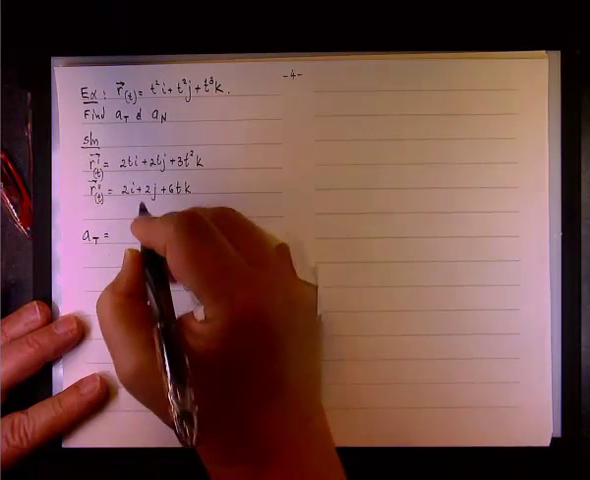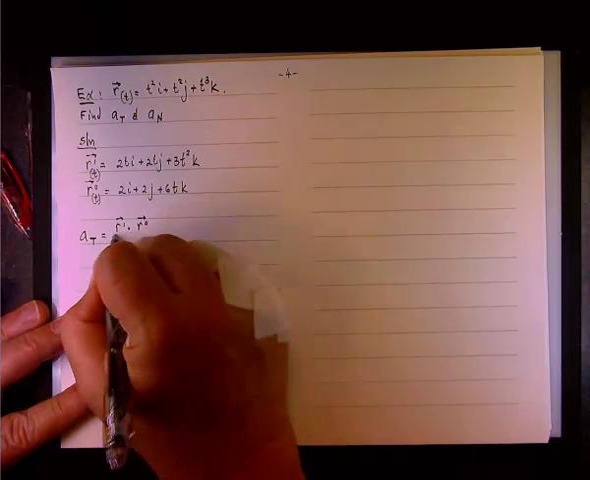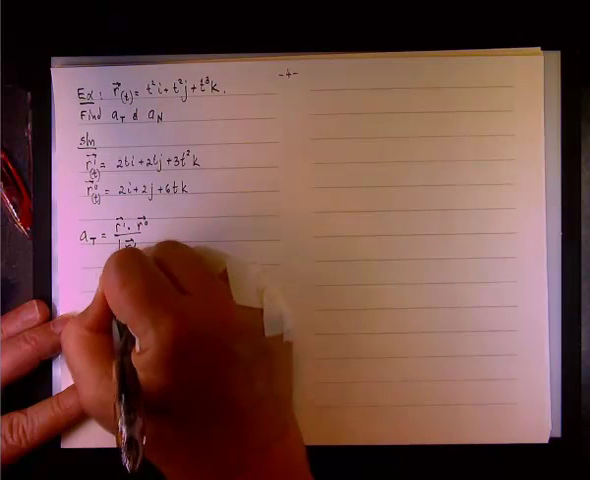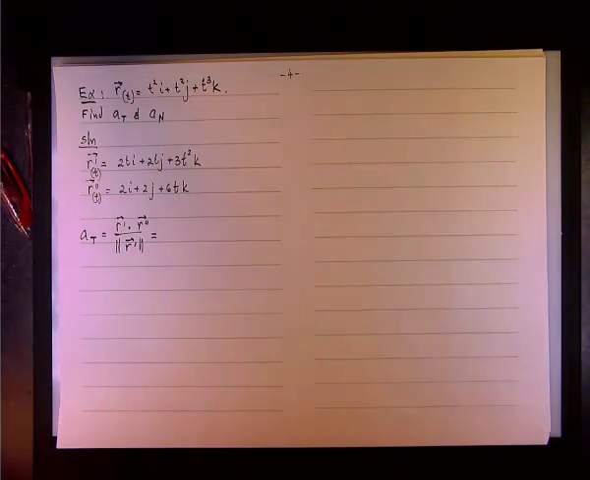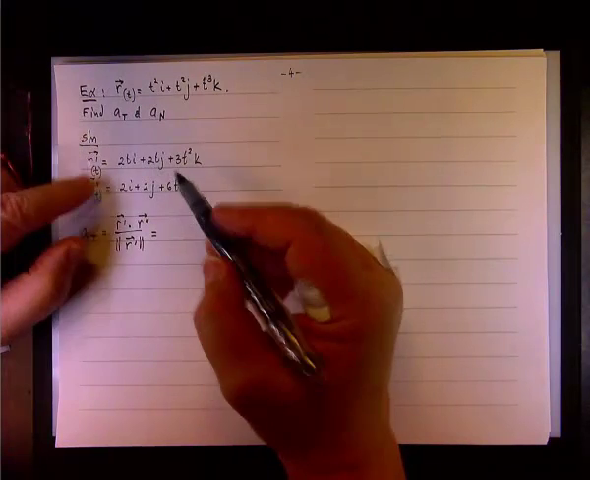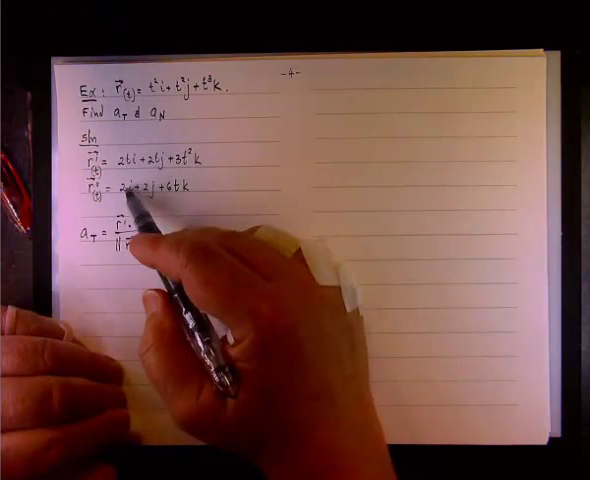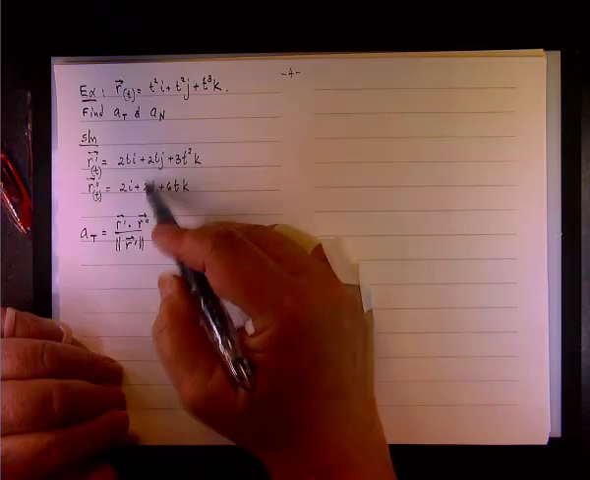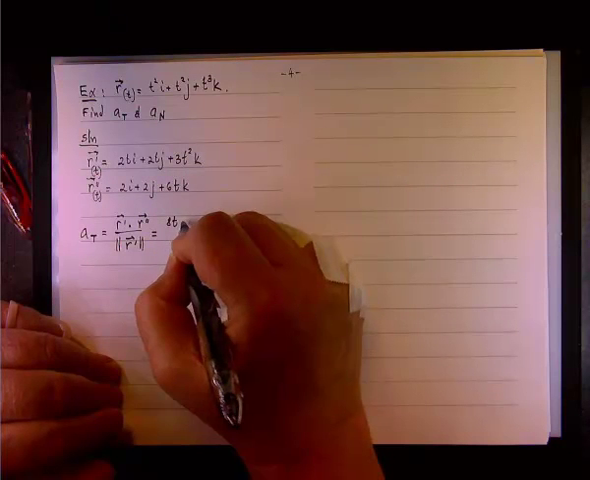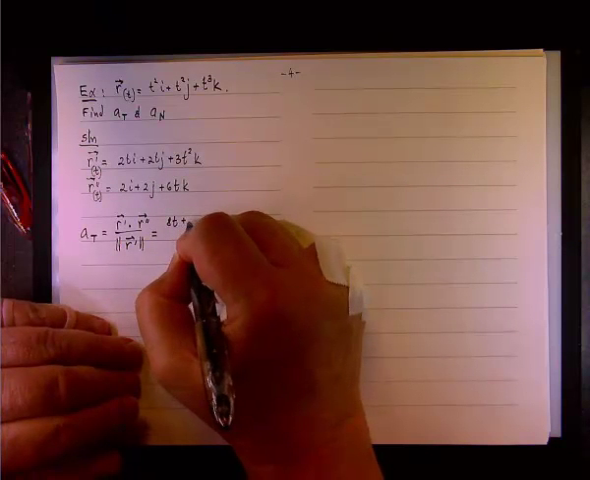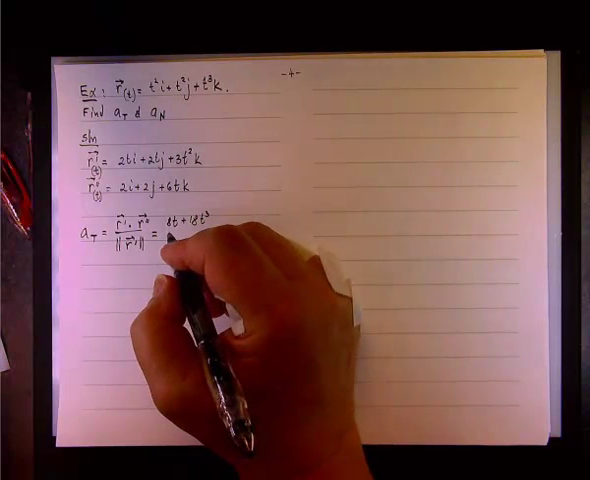So let's look first at a sub t, and that would be r prime dot r double prime divided by the magnitude of r prime. So let's do the dot product of these two. Okay, so 2t times 2 is 4t, plus 2t times 2, 4t, so we have 8t total, plus 3t squared times 6t, or 18t cubed.